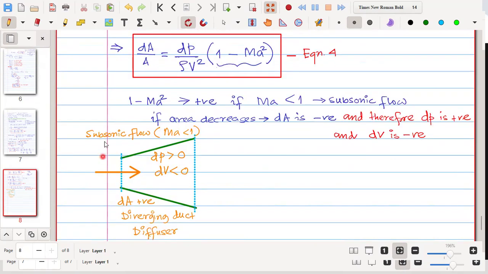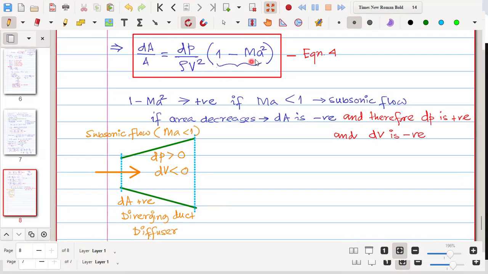The first case is subsonic flow and area is increasing. That means Mach number less than 1 and dA is positive. This is case 1. Okay, is this case clear? Simply you try to see. Mach number is less than 1. So 1 minus Mach number square is always positive. Yes, sir. Okay.